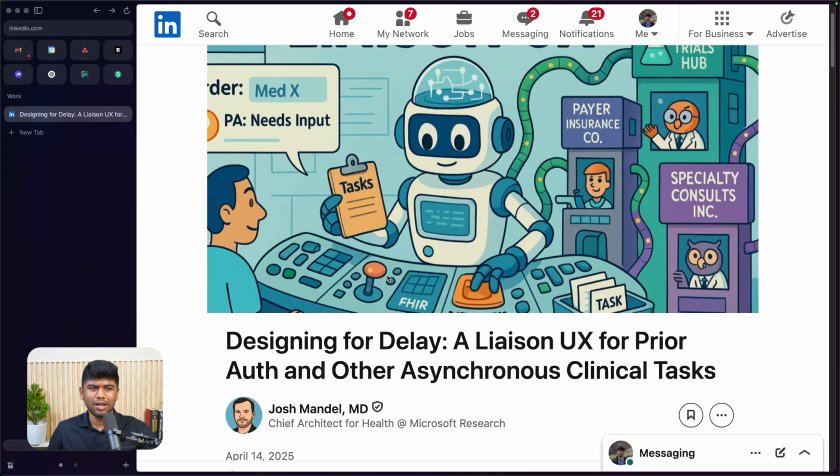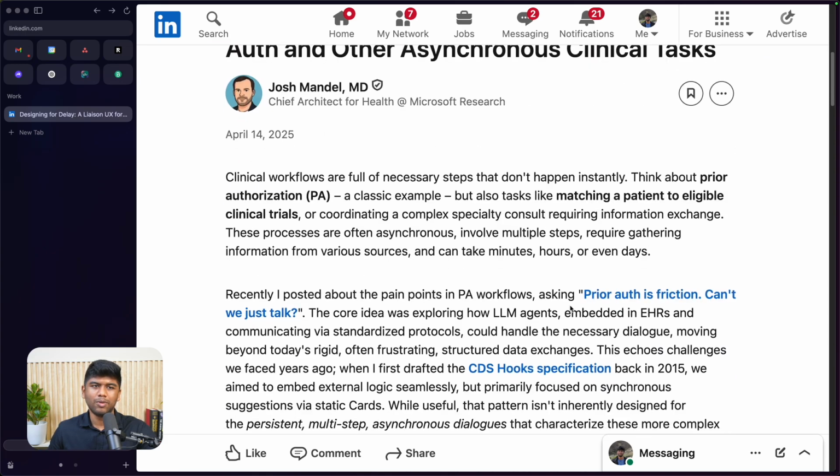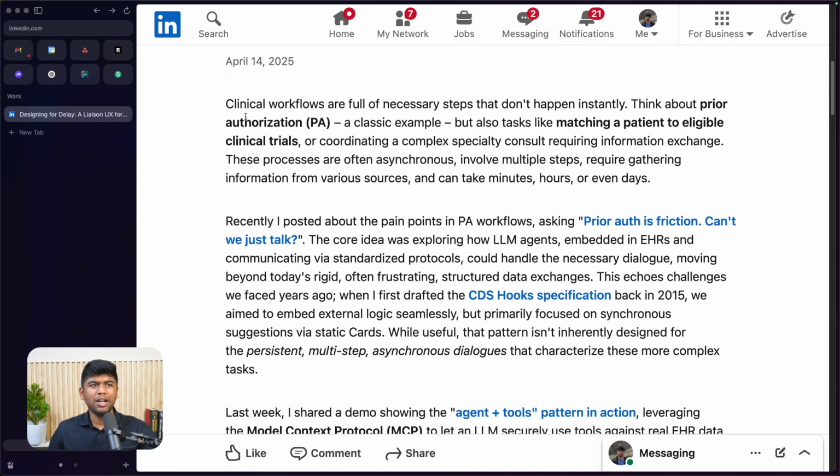Now he recently wrote about a UX for what prior authorization and clinical tasks might look like with the coming of LLMs. And I think he's been talking a lot about this. Let's just go into what this might look like and give you an understanding of all that's happening in here, right? So clinical workflows are full of necessary steps that don't happen instantly. Think about prior auth, a classical example, but also tasks like matching a patient to eligible clinical trials or coordinating a complex specialty consult requiring information exchange.